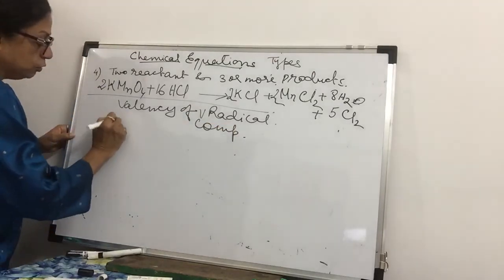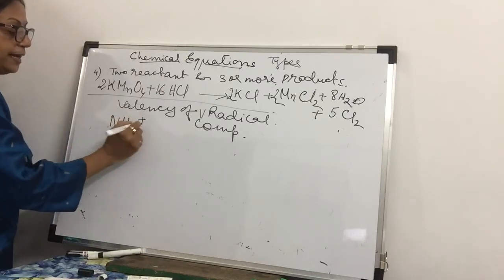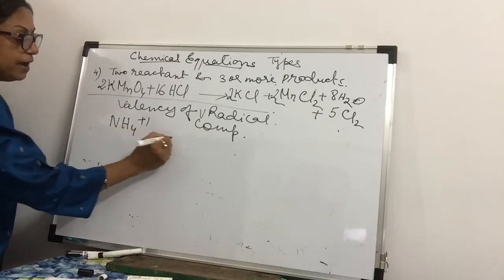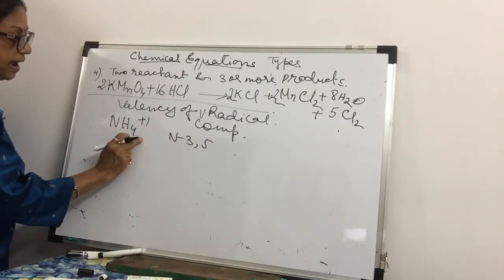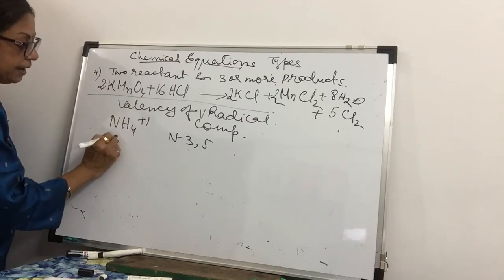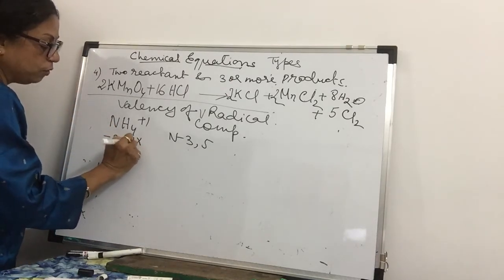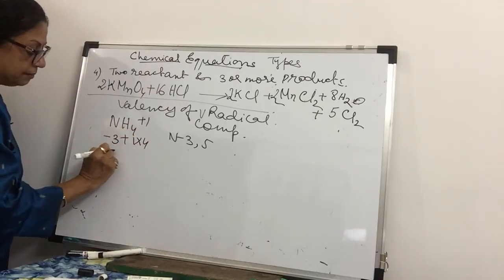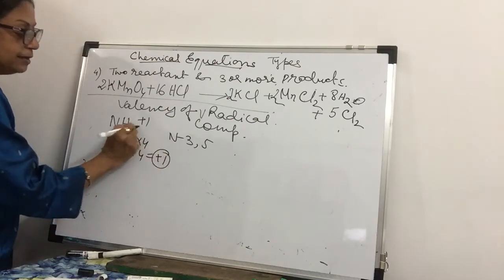Now here I taught you NH4 is the only positive radical. It has valency 1. How did it get the valency? See very clearly. Nitrogen has valency 3 and 5. So here I take nitrogen valency as minus 3 and hydrogen valency as plus 1, into how many atoms? 4. So it becomes minus 3 and plus 4, you get plus 1. This is the valency of ammonium.